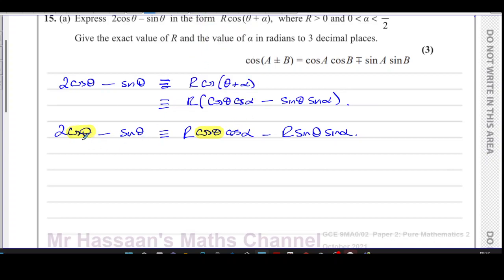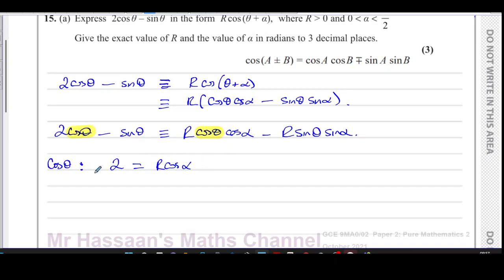They must have the same coefficient because this is identical to that. So the number of cosine thetas on this side must be the same as the number of cosine thetas on that side. So we're comparing cosine thetas. On this side we have 2 cosine thetas. On that side we have r cosine alpha cosine theta. That's the coefficient of cosine theta on that side.